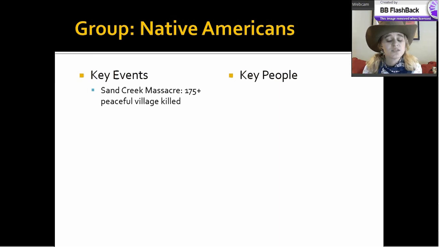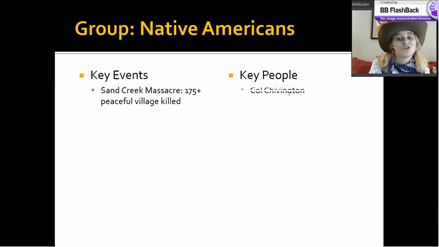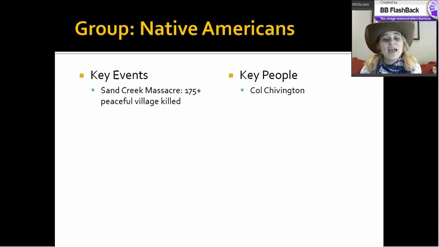The militias were sent out to keep the peace. However, there was one guy who was in charge of the Colorado militia named Colonel Chivington. Colonel Chivington did not like Native Americans because his family had been murdered by a group of natives many years before. And he believed that the Native Americans in the Sand Creek area were going to be attacking some of the white settlers. So he and his men went in and massacred over 175 natives.